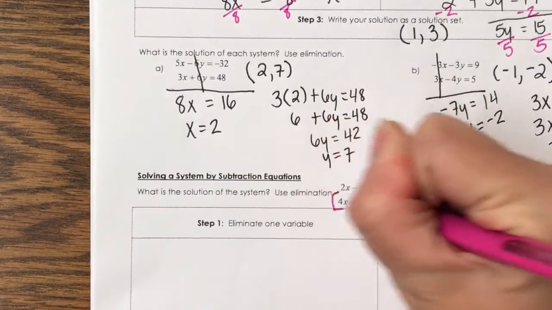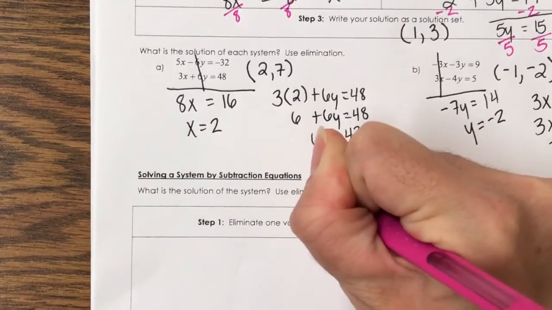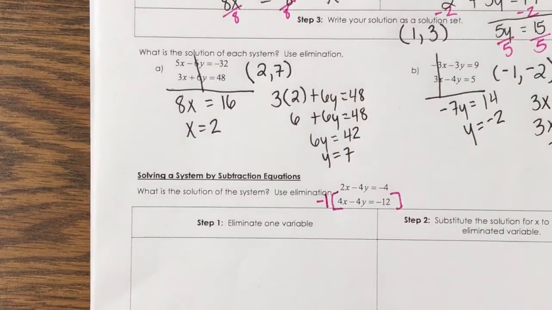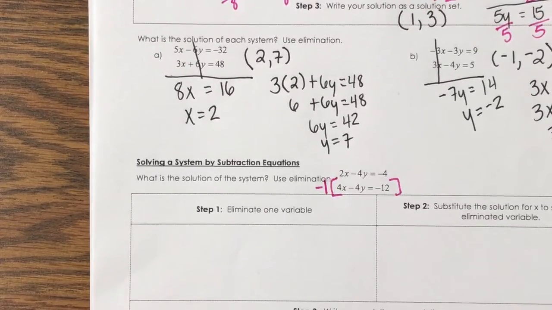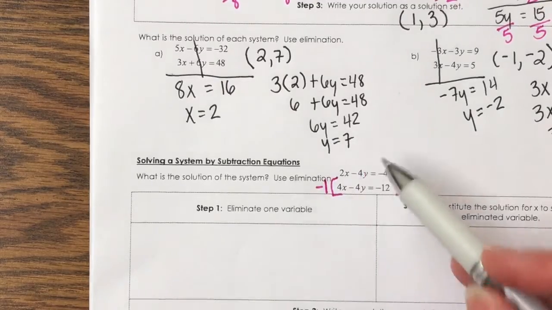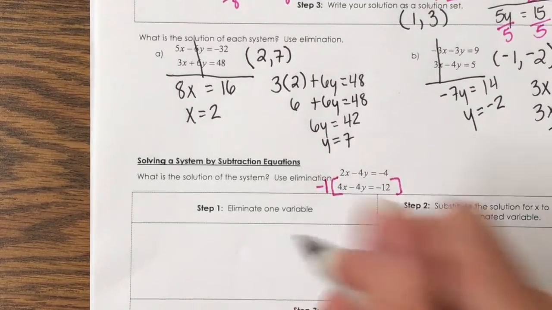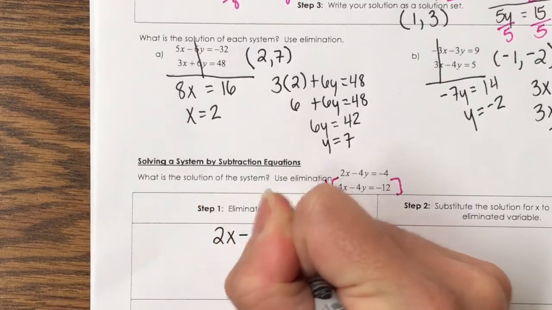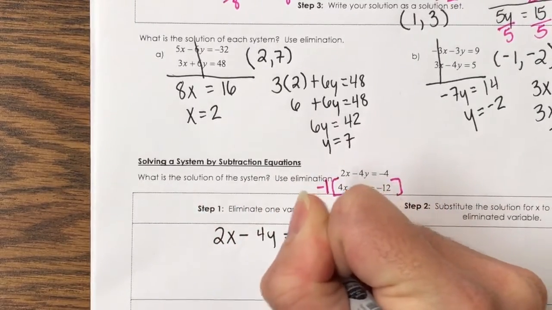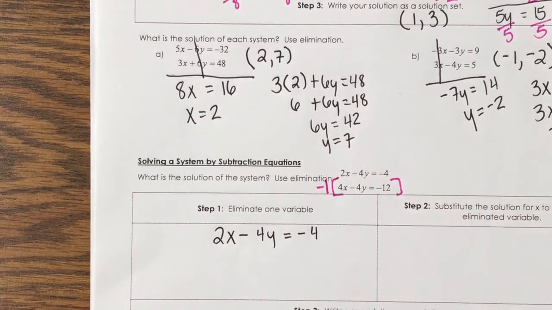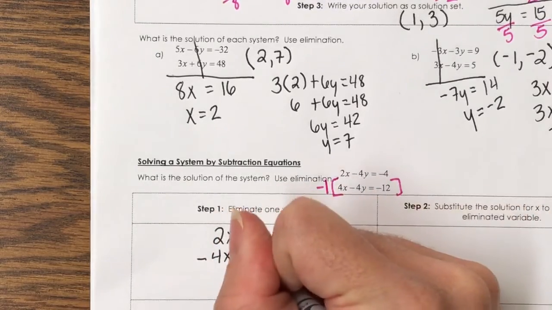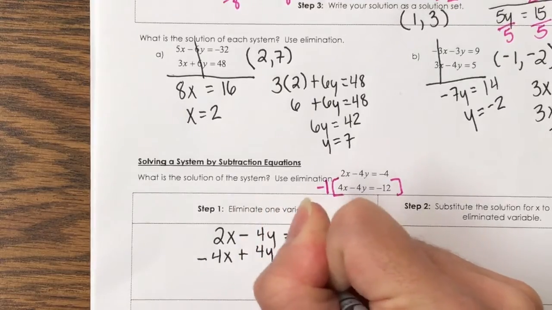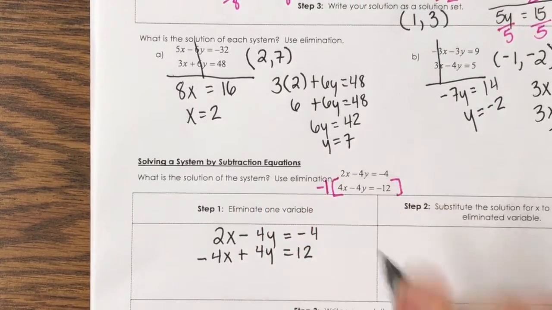Now, I can distribute to the top, I can distribute through the bottom. It really doesn't matter. But if I distribute through a -1 and change that second function, then I am going to have opposite y's. Now, I chose the y's because they're almost there, okay? So I'm going to rewrite my first equation, 2x minus 4y is equal to -4. And then now I'm going to rewrite the second equation with the -1 being distributed through. So -4x plus 4y is equal to +12.